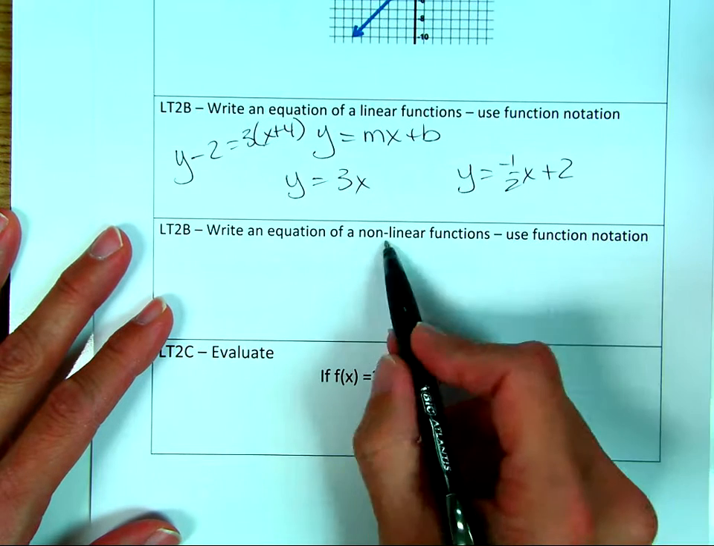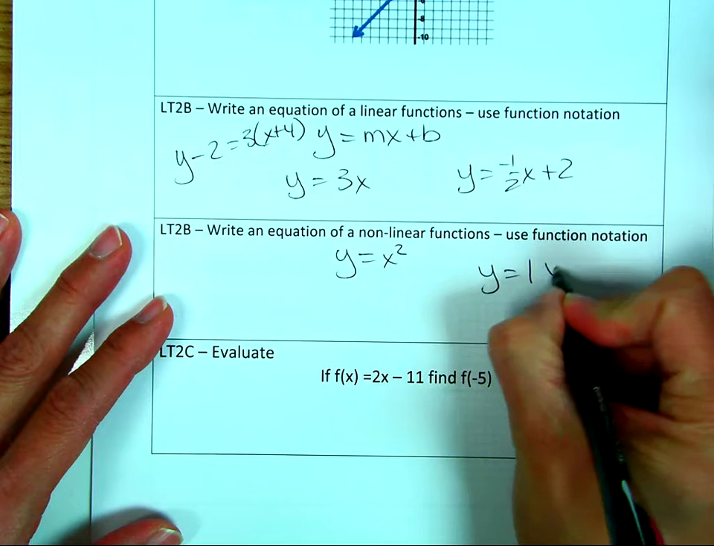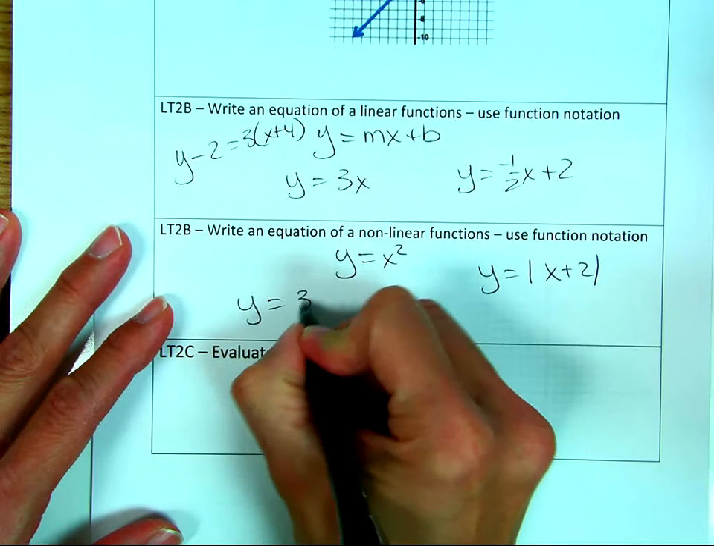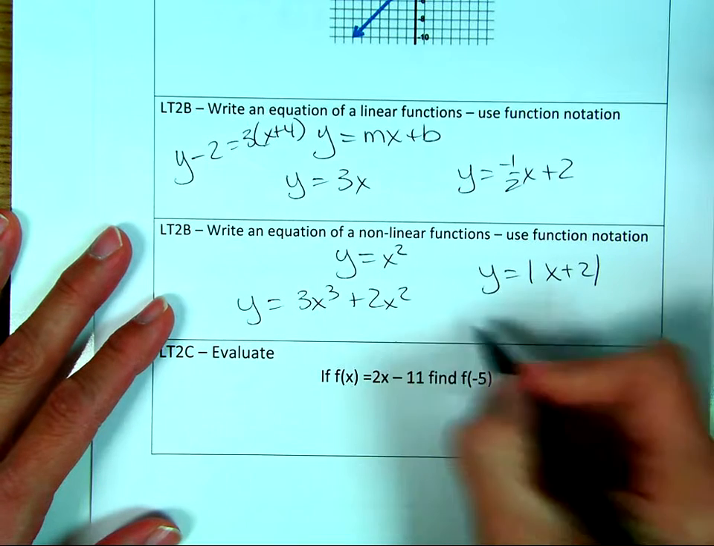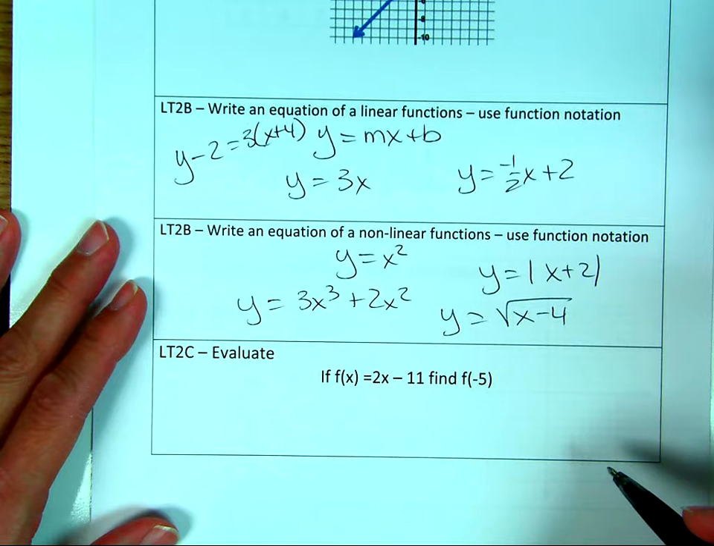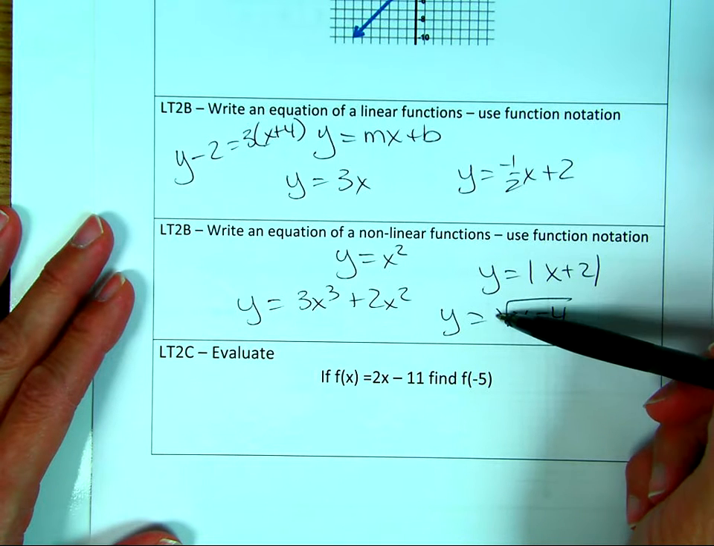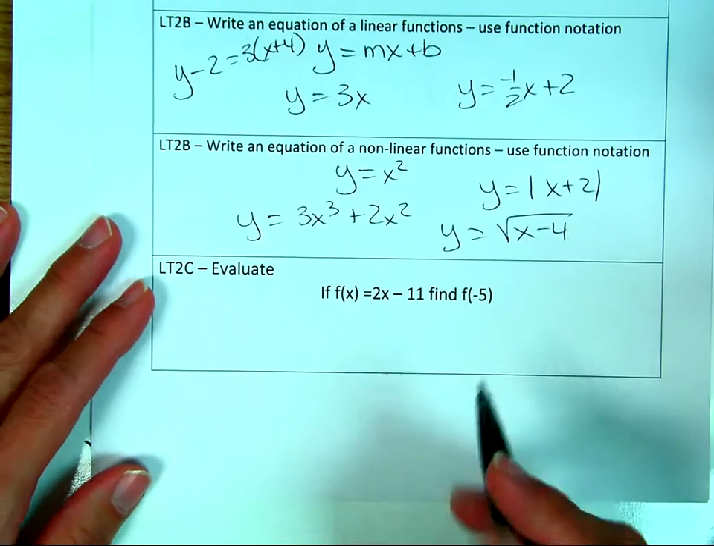Some functions that are not linear would be like y equals x squared, y equals the absolute value of x plus 2, y equals 3x cubed plus 2x squared, y equals the square root of x minus 4. Those are functions, but they're not linear functions. So part of learning target 2 is that you can tell whether it's a linear function or not a linear function.